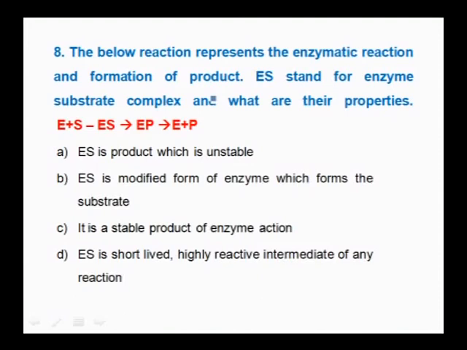B option says that it is a modified form of enzyme which forms the substrate. So it is indicating the reverse of reaction. Always we have to think of formation of product. So B statement is wrong. C, it is a stable product of enzyme action. So it is never a stable product, it is a temporary highly reactive stage. So the option that goes well with this question is ES is short-lived, that is having an unstable condition. It is highly reactive, intermediate, meaning to say not the final product. So it is the intermediate of any chemical reaction. So option for this question is D.